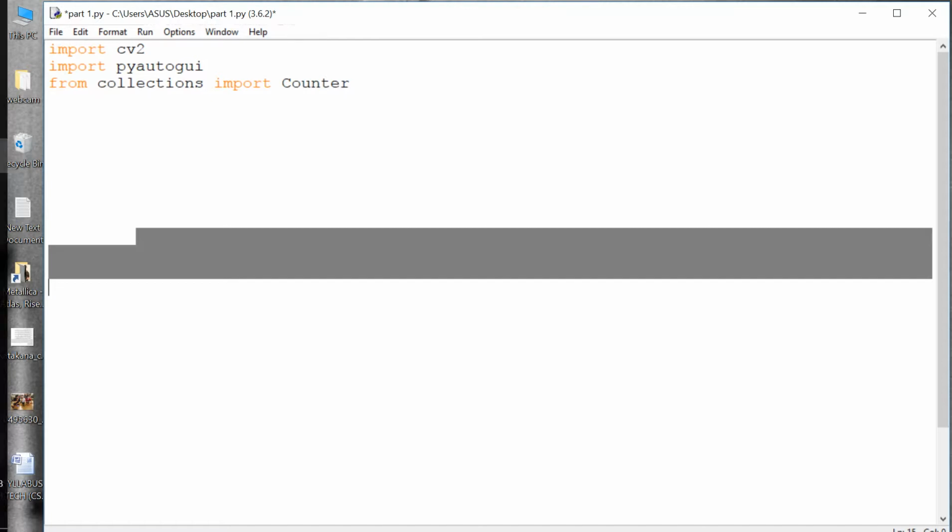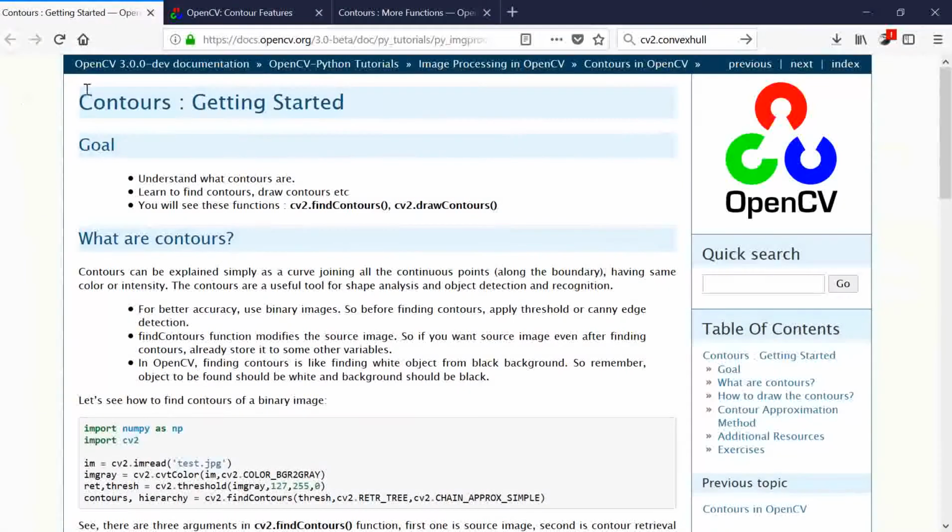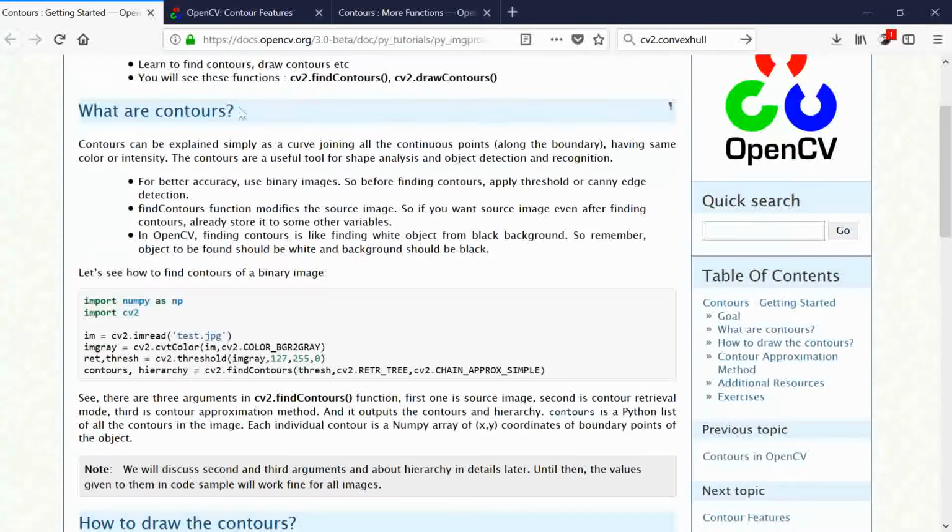First of all, let me pull up some definitions. This is the OpenCV documentation, and if you have any doubt you can refer to it. To find defects, first of all we have to find contours. Now what are contours? Contours can be explained simply as a curve joining all the continuous points along the boundary having the same color or intensity. Contours are a useful tool for shape analysis, object detection and recognition.